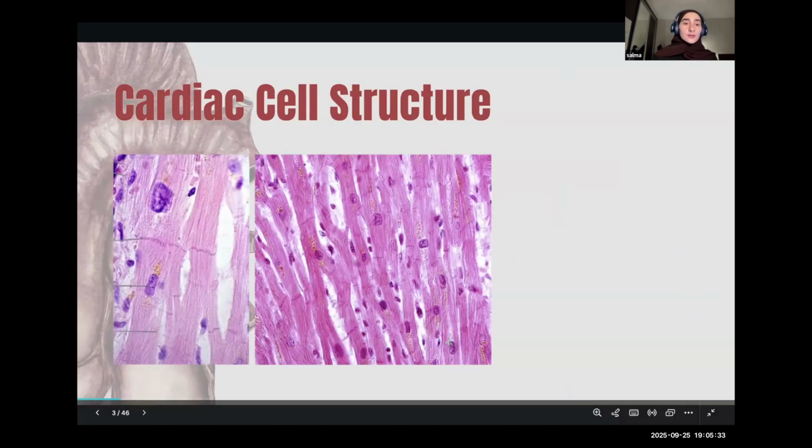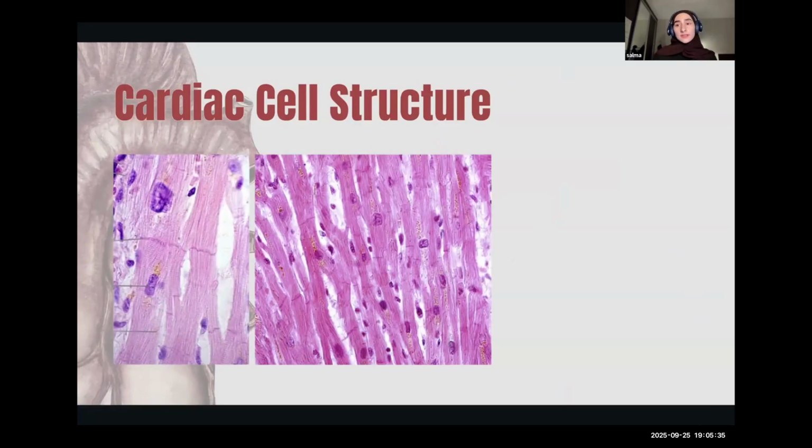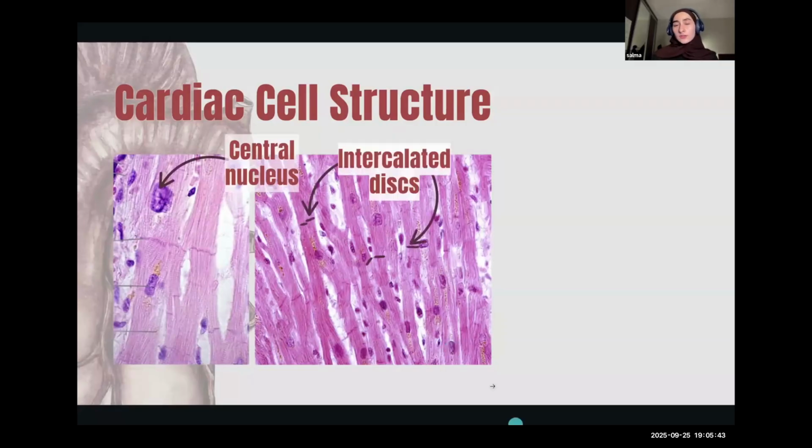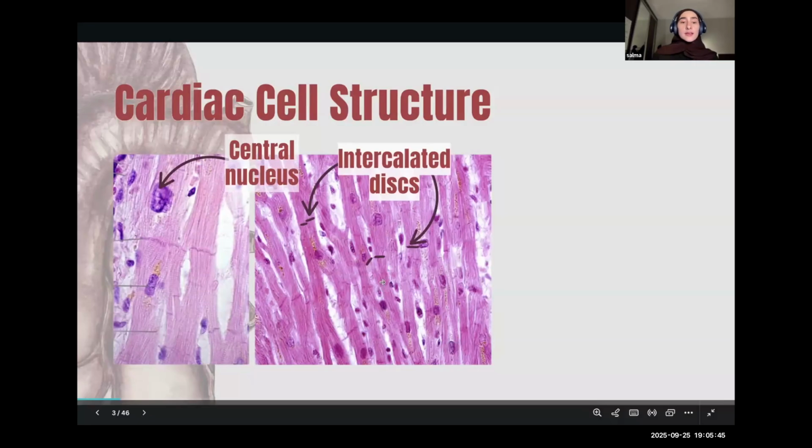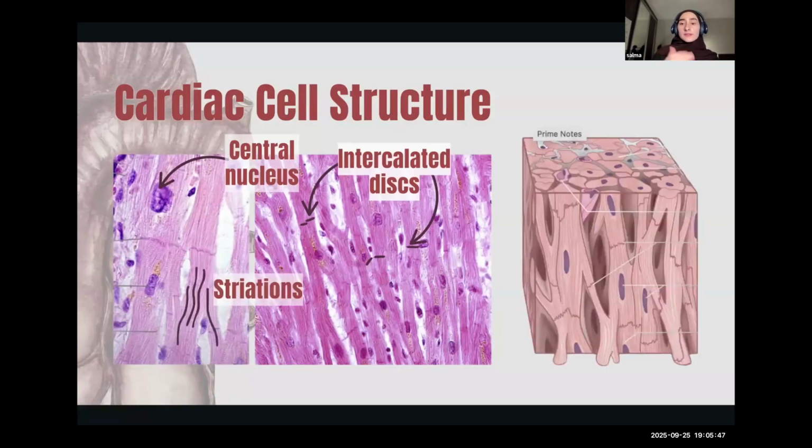How would you describe the nuclei? Are they central? Are they peripheral? Do you have multiple per cell? Is it one per cell? Central? Yes, exactly. So you have a single central nucleus per cell, and you have intercalated discs, which are a hallmark in cardiac cells, and you have striations. This is another picture. You can see here the central nucleus, the striations, and the intercalated disc.